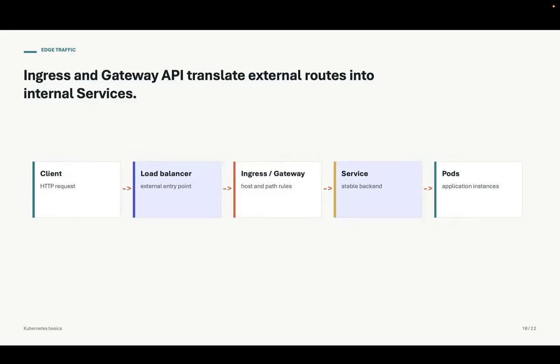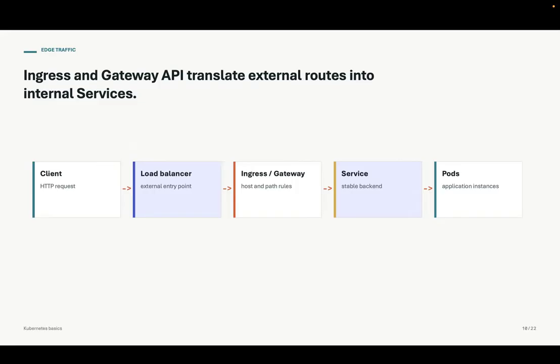Edge traffic. A service gives stable access inside the cluster, but there are many applications that also need traffic from outside the cluster. So that's why ingress and gateways are part of this ecosystem.